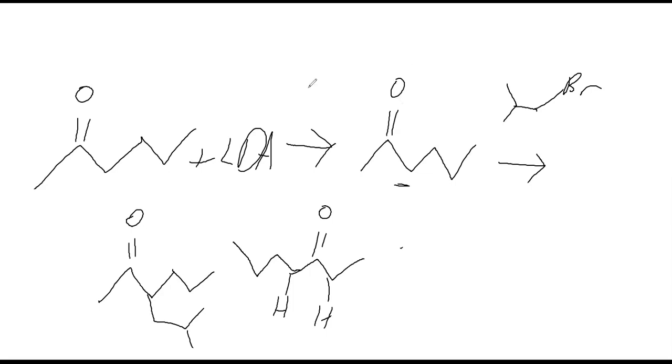Of course, you'd say, oh well, one way to keep just one alpha hydrogen is by using an aldehyde. Well, an aldehyde will only have one alpha hydrogen. But an aldehyde has some side reactions with lithium diisopropylamide. So an aldehyde's not necessarily the best one to use for this. Now you can also do similar things with enamines.